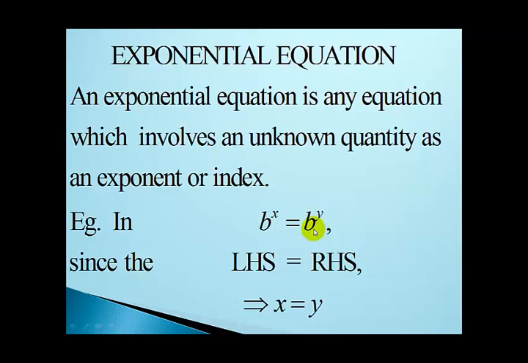So we can see that the left hand side is equal to the right hand side in terms of the base. So when the bases are the same, we can equate the exponent. So b raised to the power x equals b raised to the power y implies that x is equal to y. We are equating the exponent because the bases are the same. That's the exponent on the left hand side is equal to the exponent on the right hand side. That is the exponential equation.